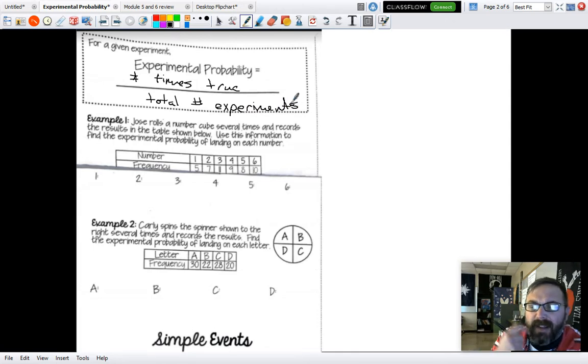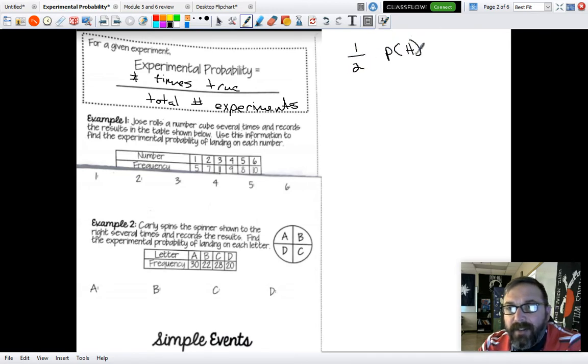So think back to theoretical probability. If we were to flip a coin, it would be 1 out of 2 for a probability of heads, and that's because heads is possible to be true 1 out of 2 ways. Okay, so theoretical is the number sense of how things work with probability. Experimental probability says what actually happens.